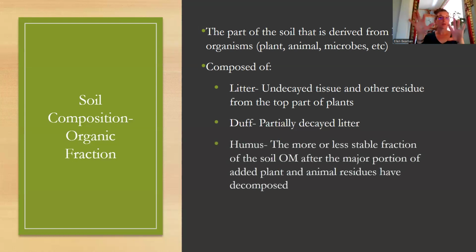Then we decompose all the way down to humus or humic matter, which is basically the stable fraction of soil organic matter after all of the residues have decomposed. So, if you've ever made your own compost, or heck, if you've ever bought compost, what you get is that rich, dark brown, sort of chocolate cake kind of mass where you can't tell what was a leaf or what was an apple core or what was a banana peel. But it's all broken down into this organic matter, and that is humic material.